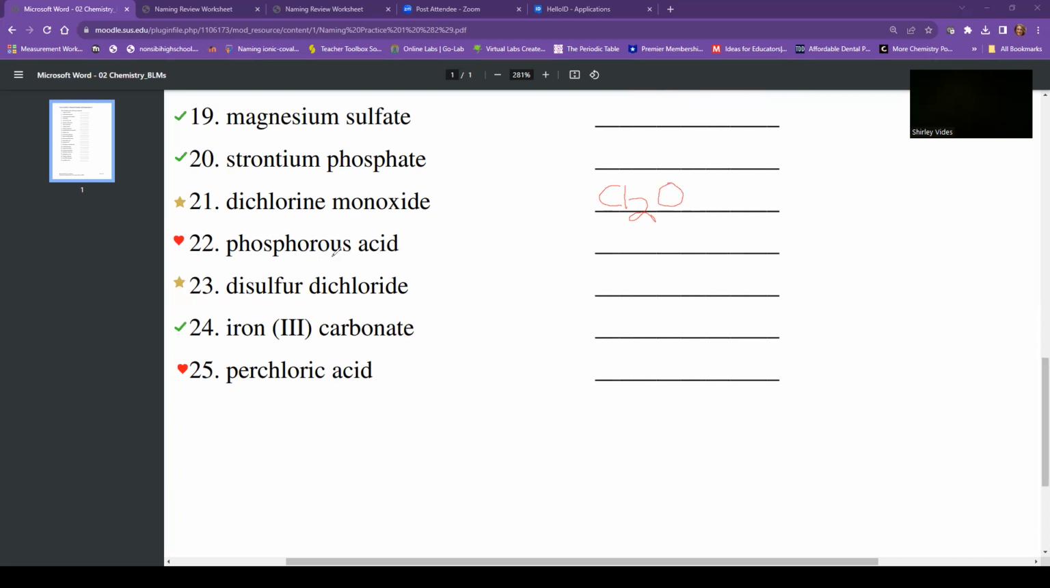Phosphorus, OUS, acid, is telling me to write down the hydrogen because it's acid. And the phosphorus comes from phosphite, right? So write down PO3, -3. And then crisscross, and you've got H3PO3. And this one doesn't need the aqueous because it is a ternary or oxy acid. Disulfur dichloride. So 2, 2, S2Cl2.